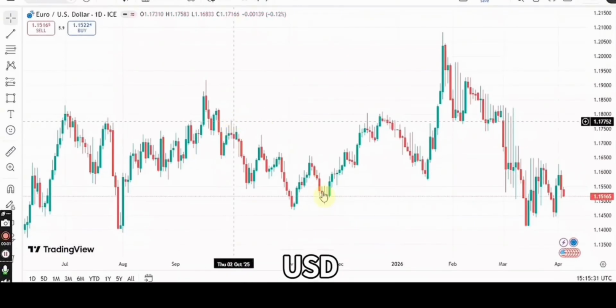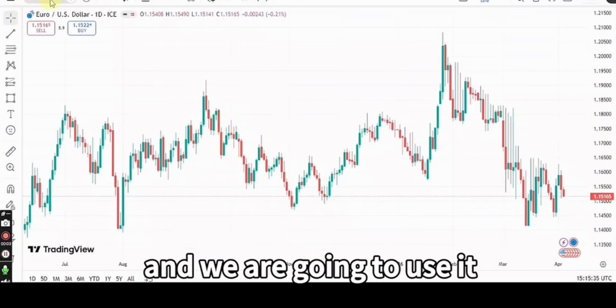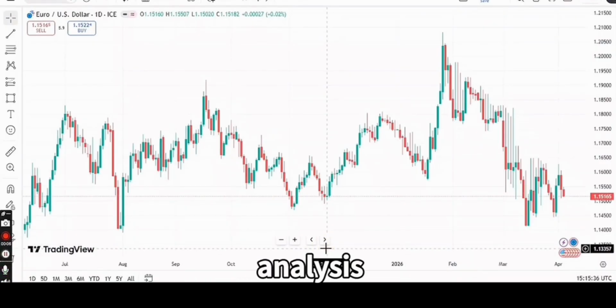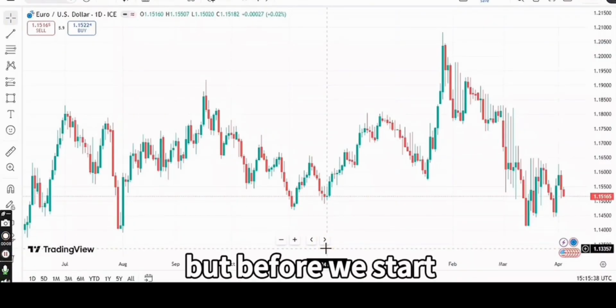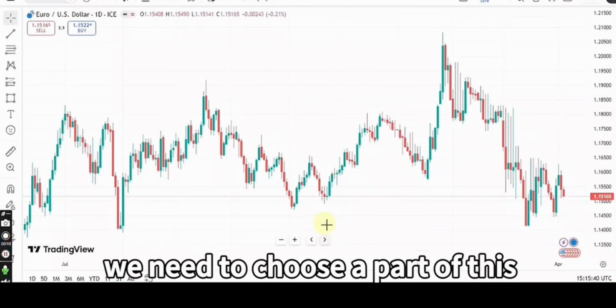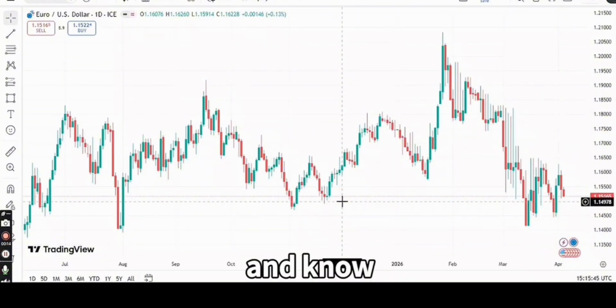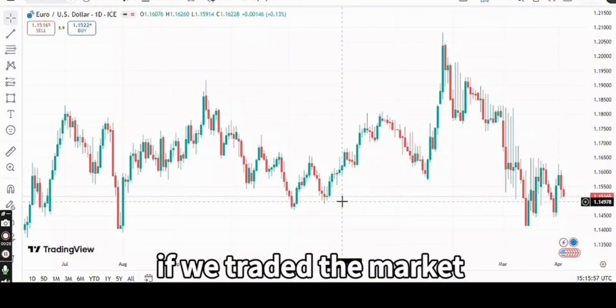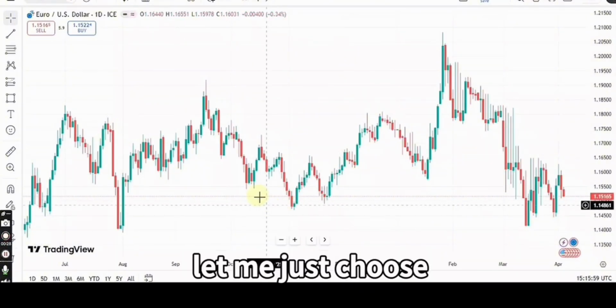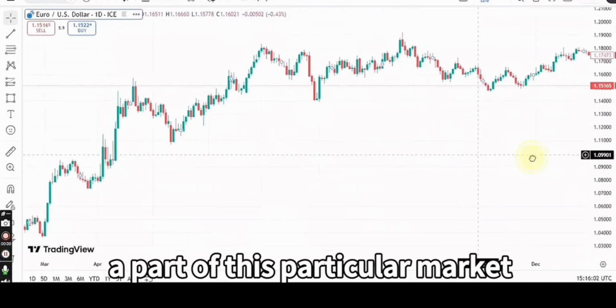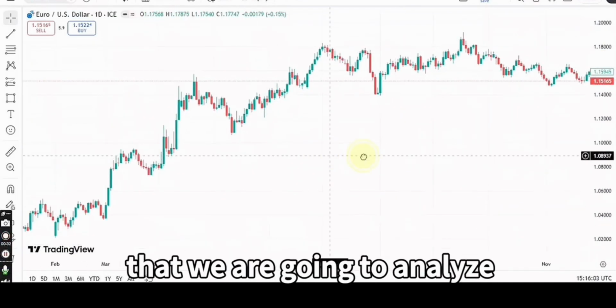This is the chart of EURUSD, as you can see from here, and we are going to use it for our analysis. Before we start, we need to choose a part of this chart that we want to analyze and know what happened in that part and how we would have profited in such a market, if we traded it. So let me choose a part of this market that we are going to analyze.